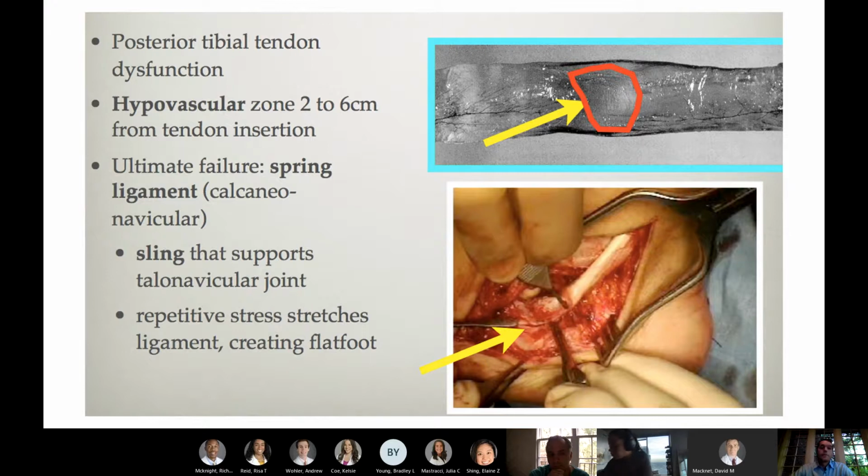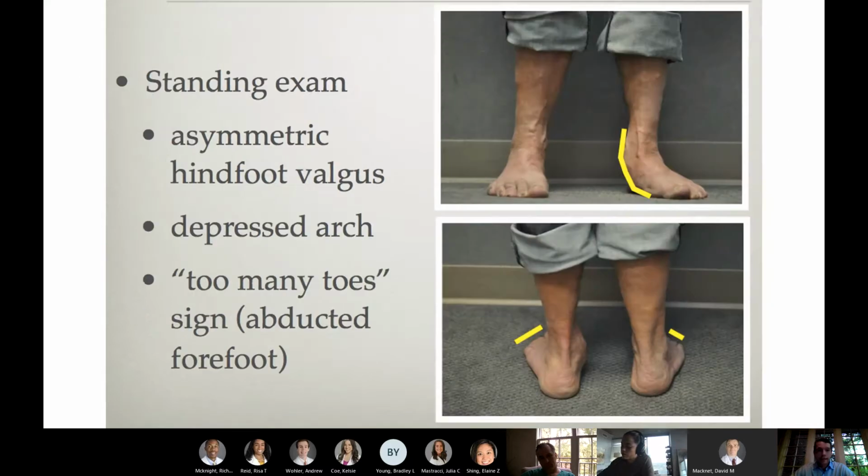Long term, if you have a long-standing flatfoot, the spring ligament, your calcaneonavicular ligament, which really serves as the sling to support the talonavicular joint, fails and your talonavicular joint collapses. So you can have pain from either one of these sites. Most people with a flatfoot, when they develop symptoms, it's in the tendon.